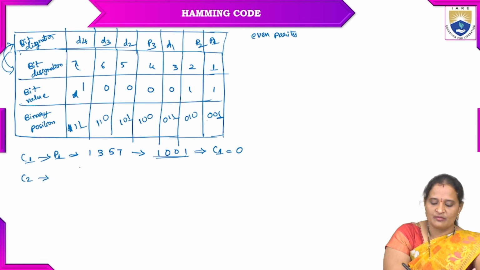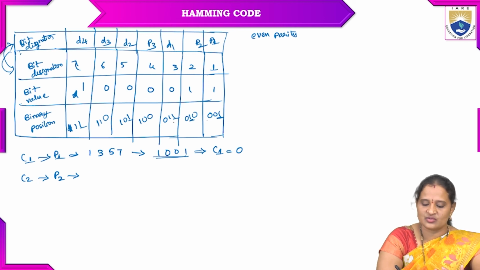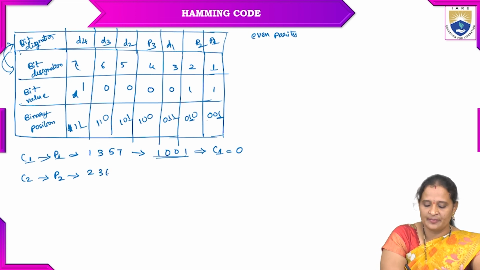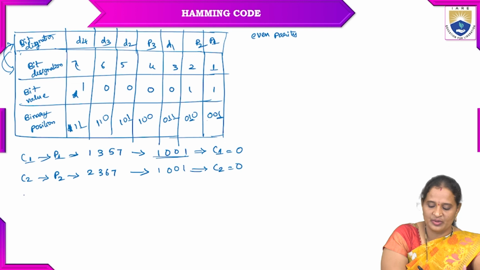Now C2 is the check bit for the parity bit P2, which has the second bit as 1. For that, we need to consider positions 2, 3, 6, 7. The values of 2, 3 are 1, 0, and 6, 7 are 0, 1. Again it is even parity, an even number of ones, so C2 is also considered to be 0.